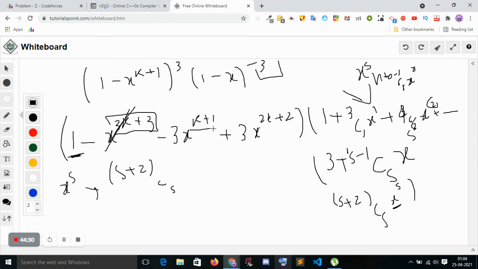So right now, x to the power k plus 1, and I have to make x to the power s. How do I make it?